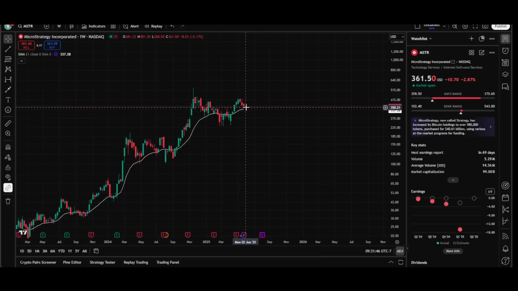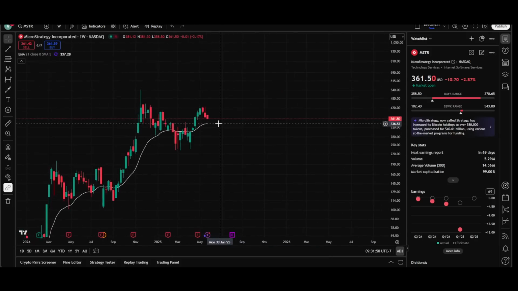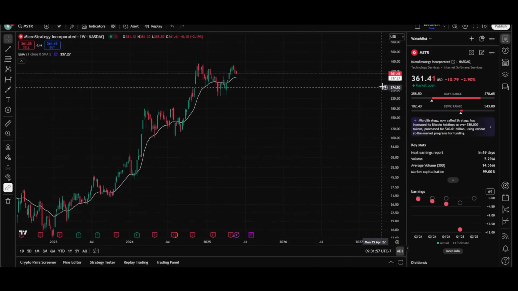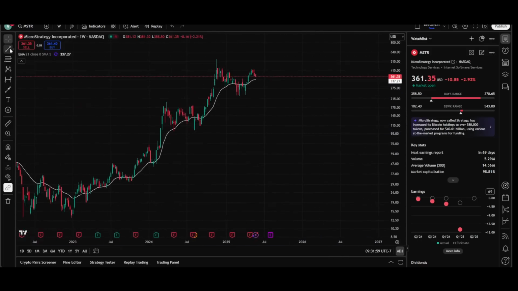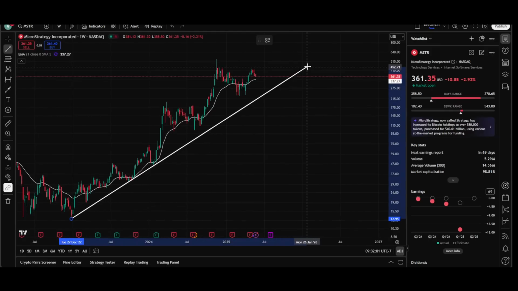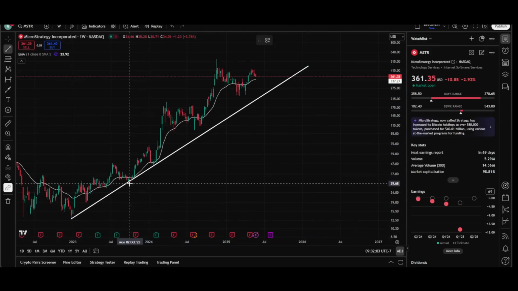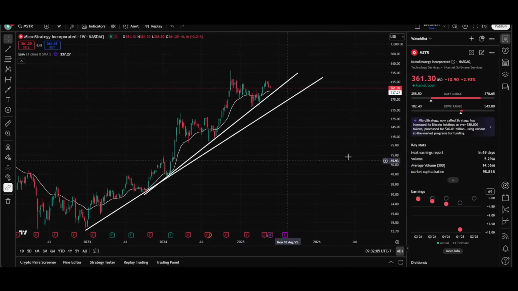Looks like we're just coming back to that EMA, which is currently right around, like I said before, 320s, 330s. So we could be seeing 335, 340 before moving up higher. This looks like the third red week in a row, still above the bullish trend lines on the weekly chart. So that bullish trend line is solid. This bullish trend line is solid.